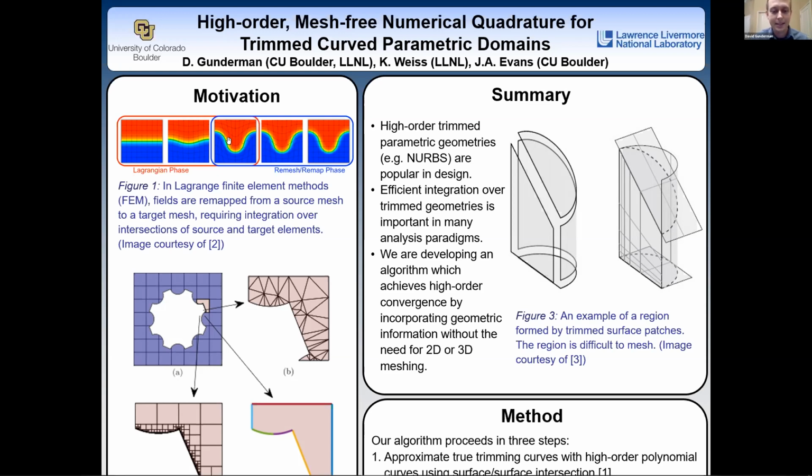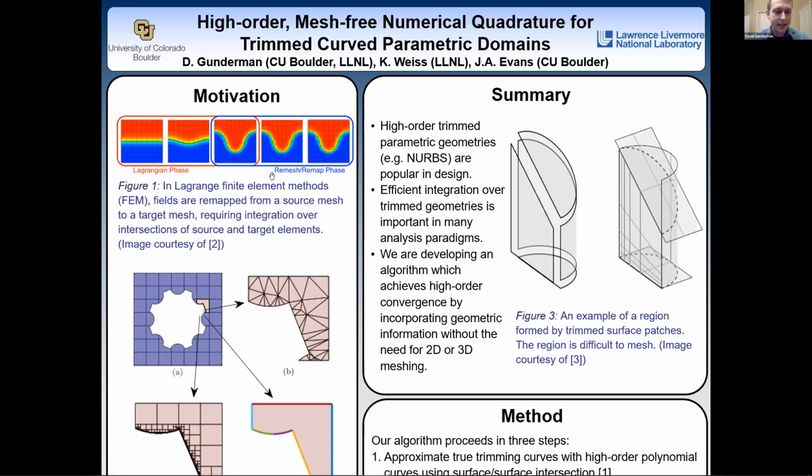Once that happens, the field variables like density are projected onto a new higher quality mesh. In order for integrated quantities like volumes or mass to be conserved, you have to accurately integrate over the intersections between the source mesh elements, the bad mesh, and the new mesh elements. And these intersections are actually regions bounded by trimmed high order parametric surfaces.